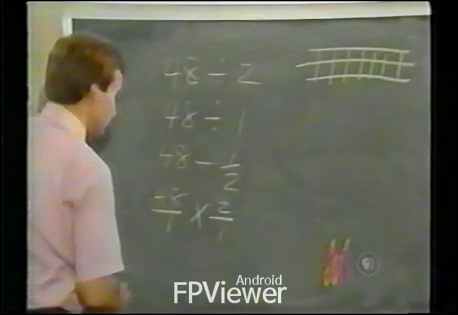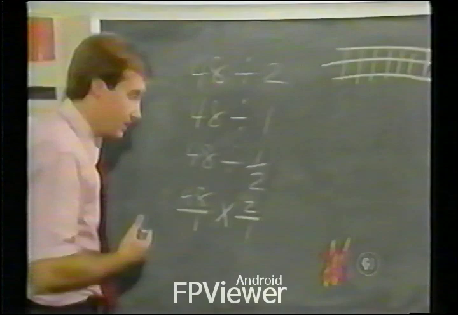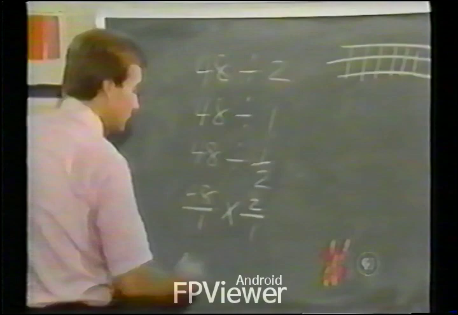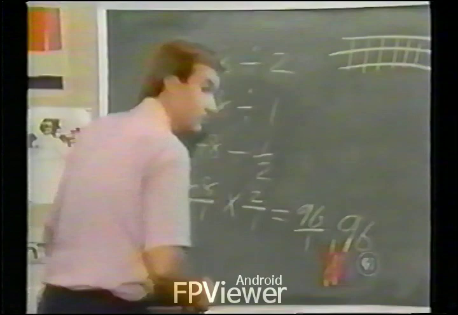Times 2 over 1. This way it helps us to operate as though they were whole numbers. Since we can't have a fractional pile, we have to do something to allow us to treat it as though they were whole piles. So 48 over 1 times 2 over 1 equals 96 over 1, or 96. You know, that's a lot for students to think about.